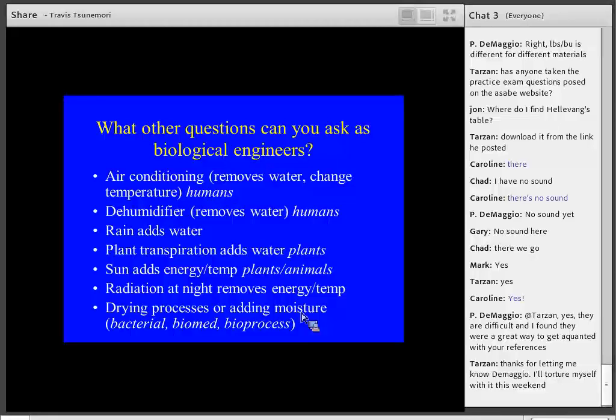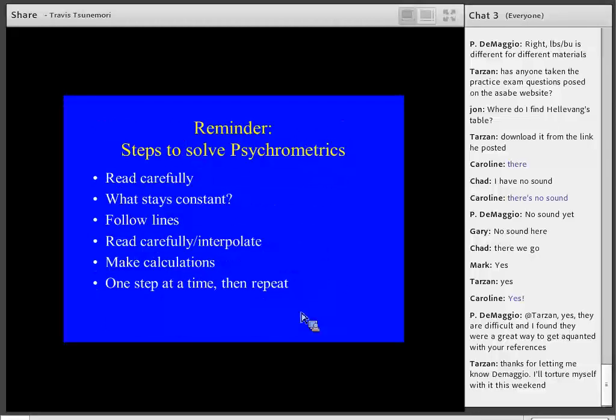How about drying process? So either you are trying to dry a material to avoid bacterial issues, or you are adding moisture in some cases. These could have a bacterial aspect, they could have a biomedical aspect, they could have a bioprocess aspect. Could be food related, could be health related, drying or adding moisture to get oftentimes to some kind of optimal or preferred moisture content for plant materials, food materials, or human materials. We're oftentimes doing some drying or adding moisture. So again, just a reminder on the psychrometrics, read it carefully, ask what stays constant. Simply follow those lines and then be very careful on how you do that and make your calculations.